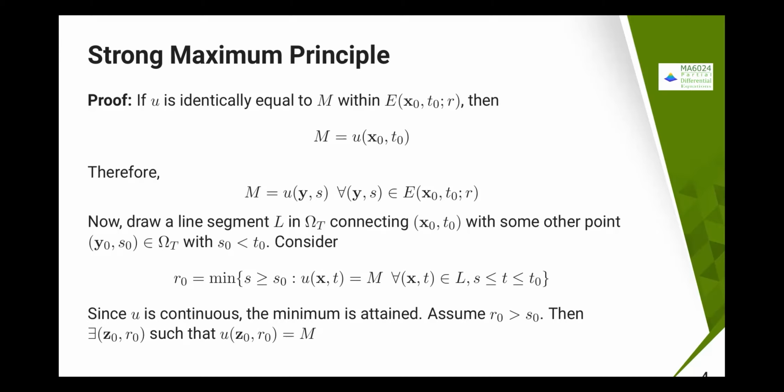Suppose r naught is greater than s naught. What will happen? There will be a point z naught comma r naught in omega t such that u of z naught comma r naught equals m. Why is it so?